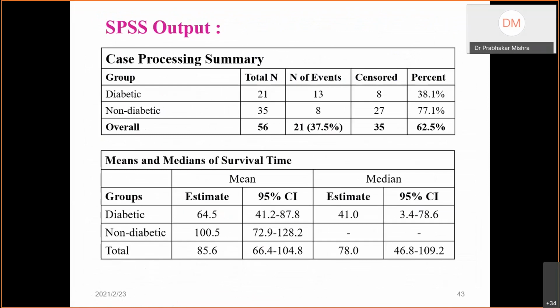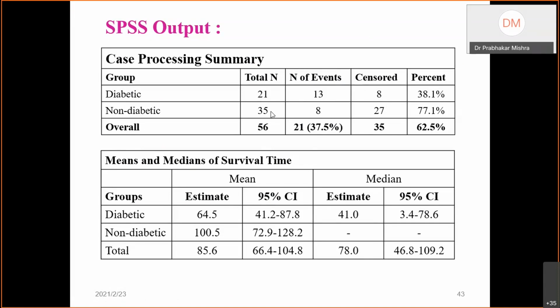See here in this output, diabetic were 21 patients, 13 events, matlab 13 deaths. The remaining are 21 minus 13, which is 8. So 8 are censored. It means all other than events are called censored observations. And see here, 8 by 21 is 38%.